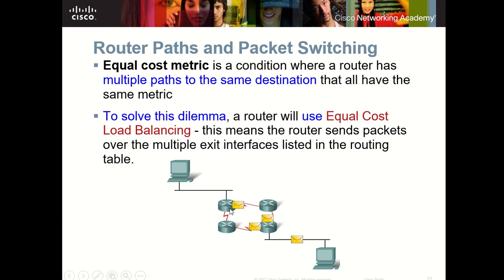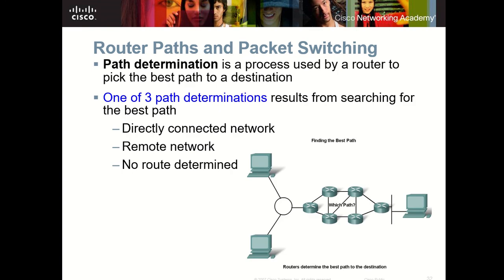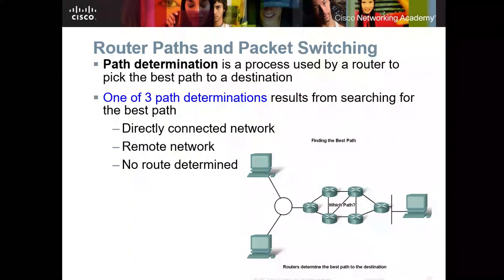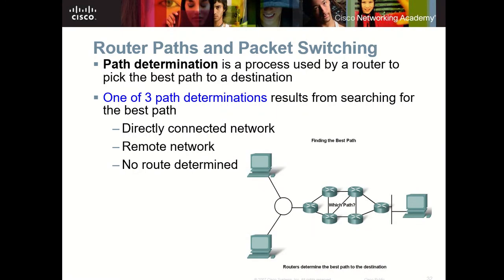Pero kung sa iyahang end ang decision kung pareho gani og metric, equal ang value, automatically mo gamit na siya og equal cost load balancing. Pasahan niya tanan nga mga interfaces. Di na niya problema kinsay una makaabot dito sa destination. Alright? Again, naay process pod nga path determination. So this is used by a router to pick the best path to the destination.